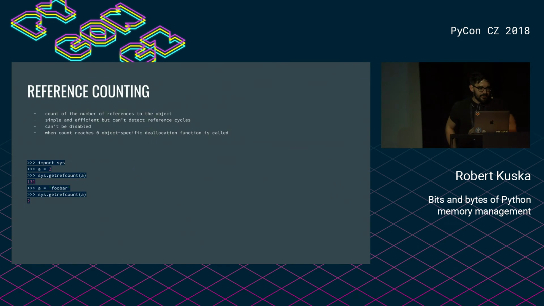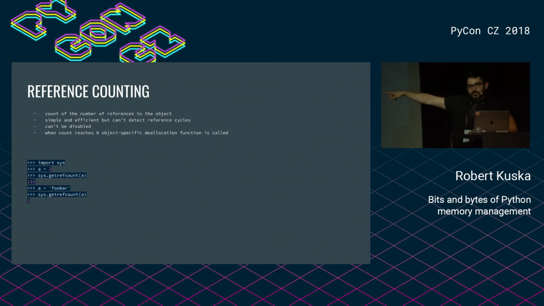So how are these being used? Reference counting is very simple. If you remember from the beginning, the object itself has the field called object reference count, and every time you use the object, the reference count gets incremented by 1. Once the reference count reaches 0, the object gets destroyed. It's very simple and very efficient.